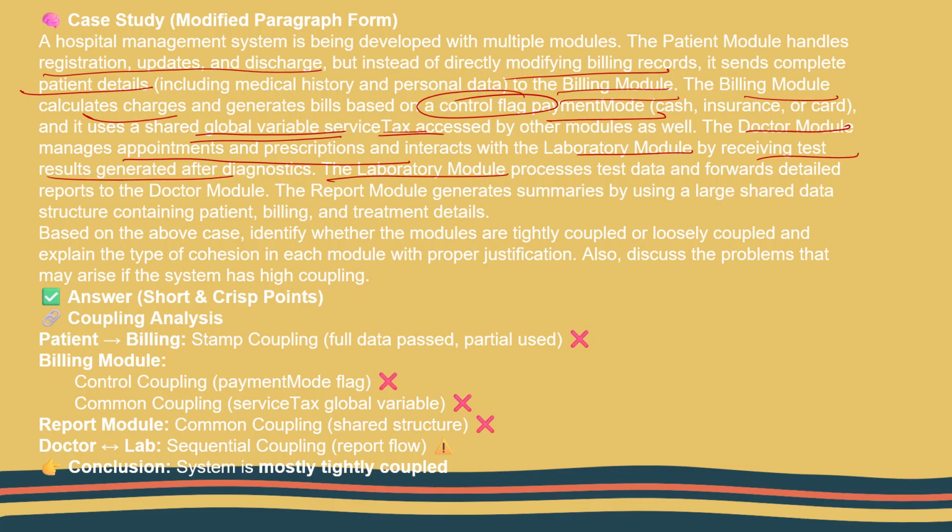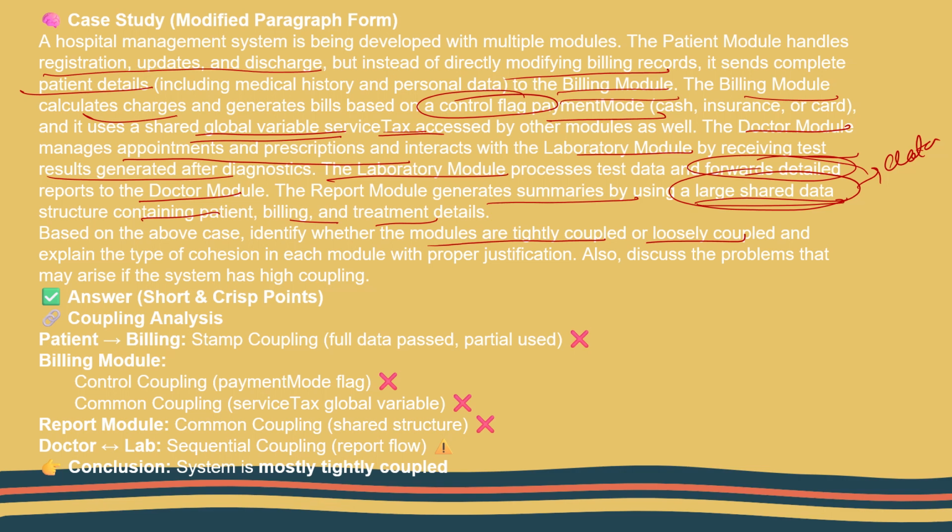Laboratory module processes and forwards to doctor module. Generates summary by using large shared database containing billing details and all. So based on the above case, identify whether the modules are tightly coupled or loosely coupled. Explain the type of cohesion in each module. Also discuss the problem that may arise.